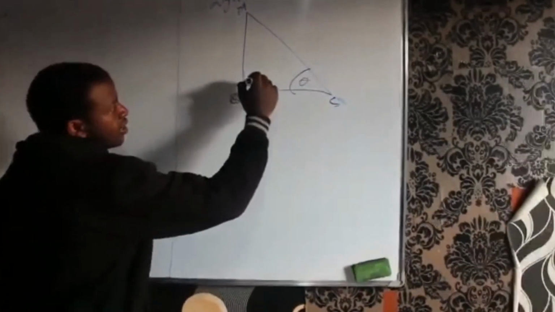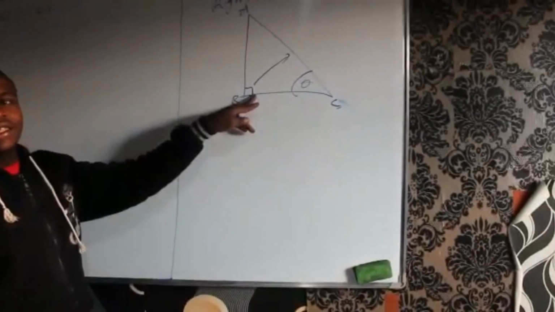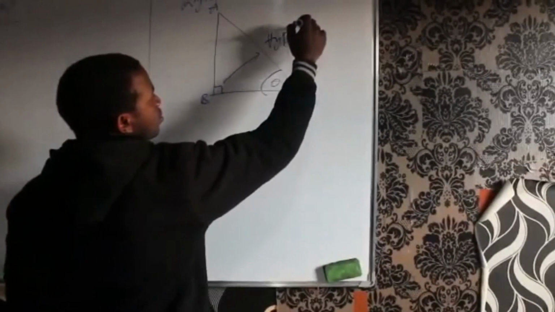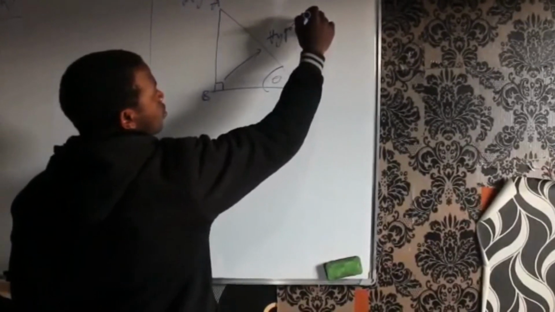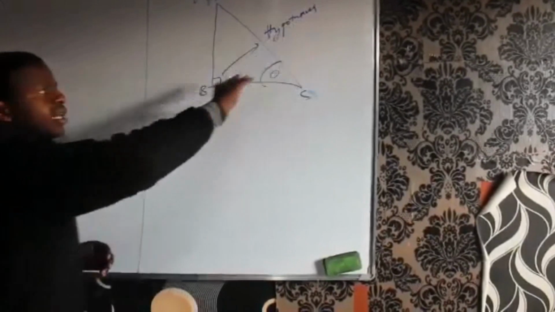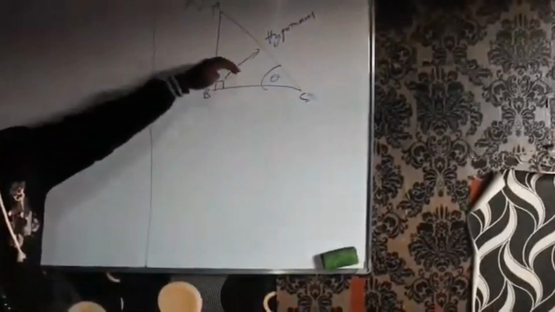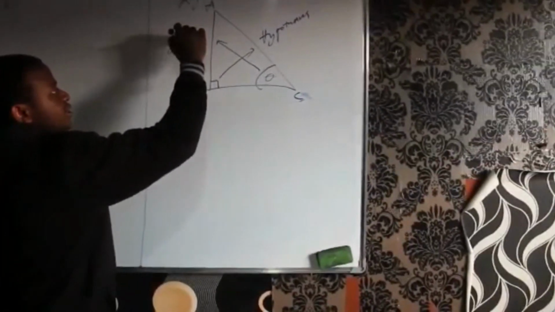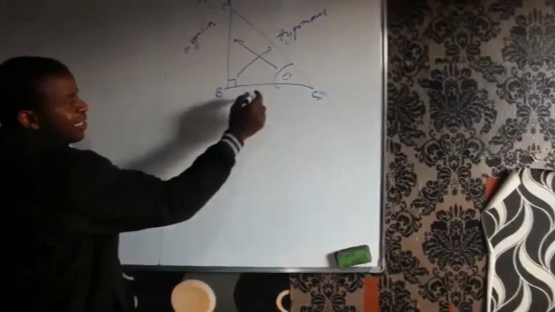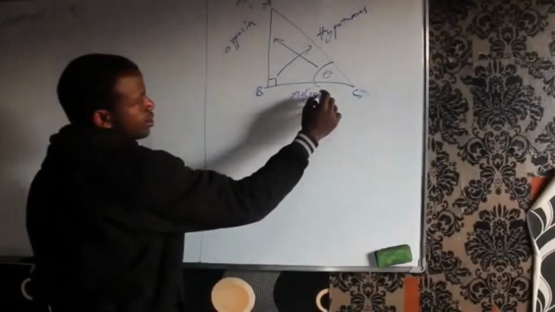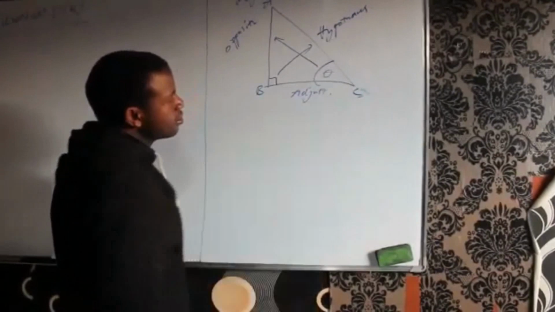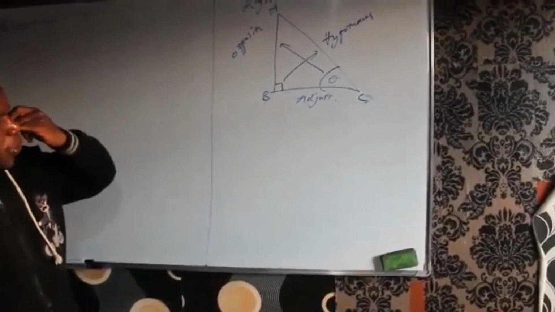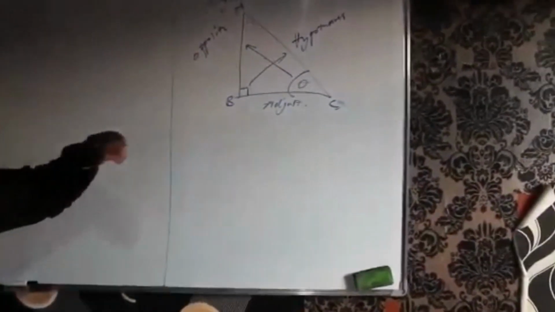So the length that is opposite to the 90-degree angle is referred to as the hypotenuse. Then the side which is opposite to angle theta is referred to as the opposite. And the side that remains here is the adjacent. So these are the parts that you're supposed to know on the right angled triangle.